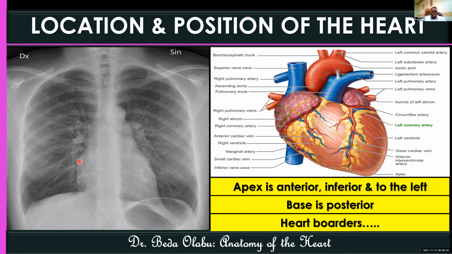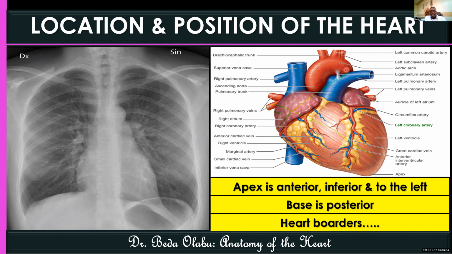So that is the right cardiac border. How about the left cardiac border? We see it being formed by the left ventricle predominantly here. And if you extend that up, you find the left auricle. I'm using the term auricle, not atrium. And then if you extend that up above, you'll find the pulmonary arterial system there.